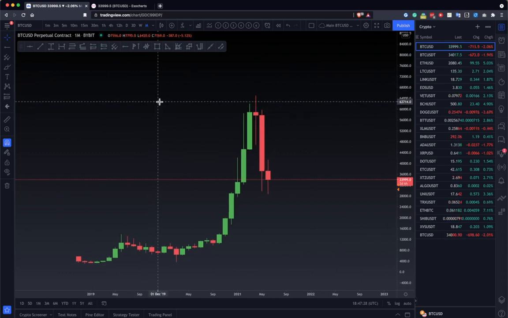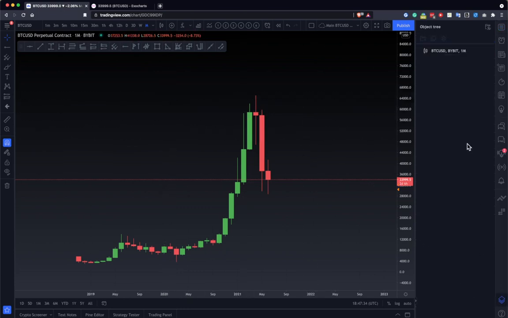I will start with marking out my high time frame levels. I will use this section, this part, so I can organize all my chartings so it won't mess up the chart.